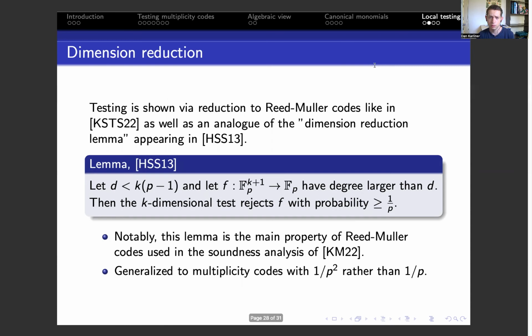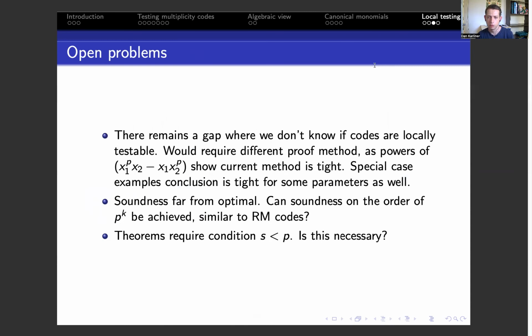So let's discuss what problems are still left open. There's a degree gap that I mentioned earlier. There's a degree up to which we know that the local test is a good one, and there's a degree where we know just by the naive argument that it isn't a good local test. And there's a gap of s minus 1 between them.